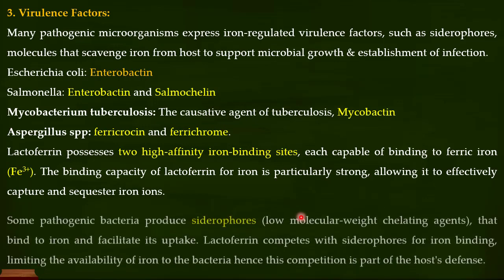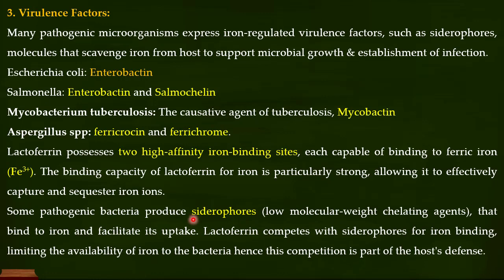Now, as I've told you, these pathogenic bacteria produce these siderophores. These siderophores are actually low molecular weight chelating agents. In this particular case, they are chelating the iron, and they bind to iron and facilitate its uptake. Now, lactoferrin and the siderophores are going to compete for the iron. The lactoferrin binds with the iron with a high affinity, a strong interaction. Therefore, when the lactoferrin binds the iron, the siderophores are usually not able to bind the iron. Then they are not going to extract the iron from the host. Therefore, their growth and the establishment of the infection will be stopped.